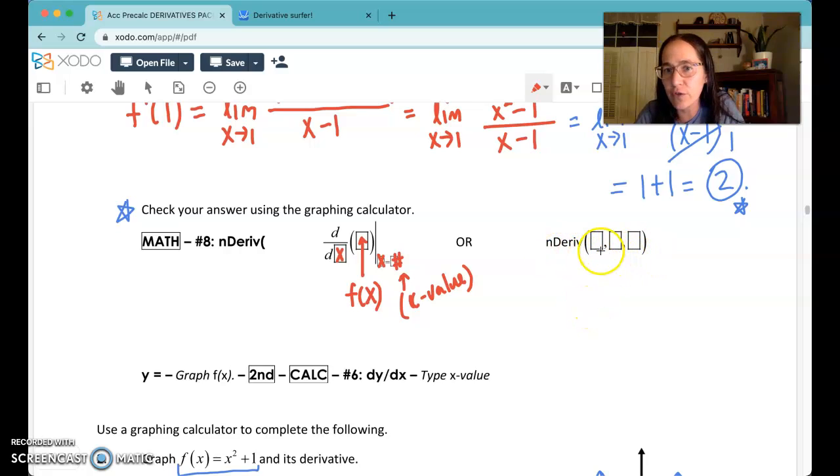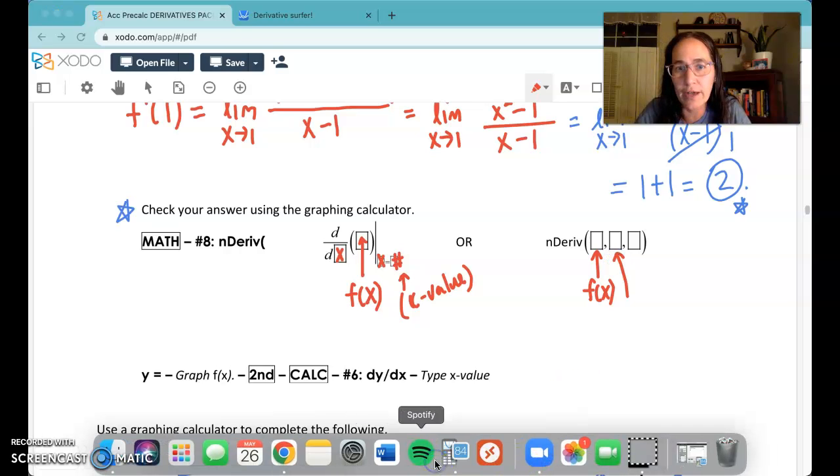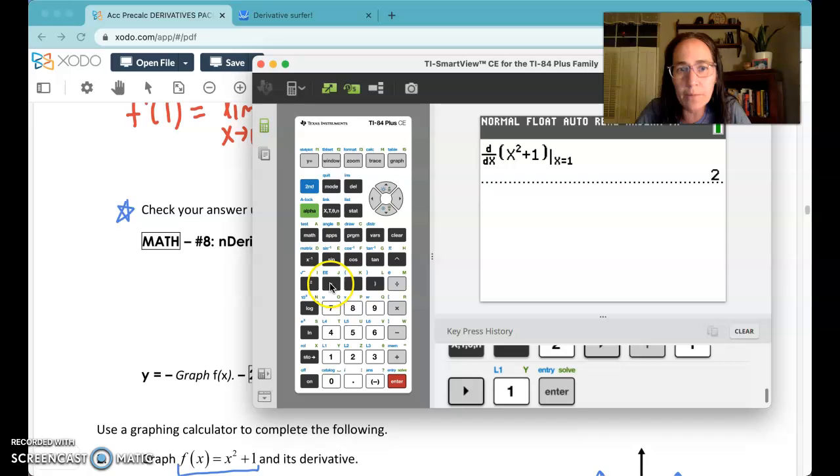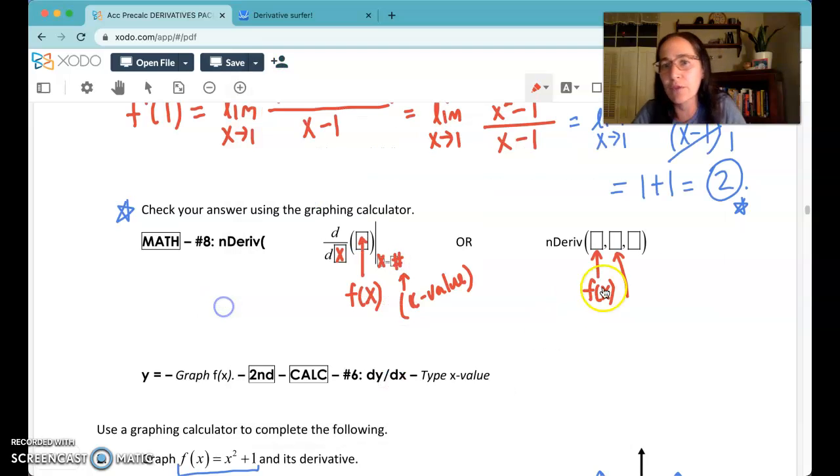If your calculator gives you nDeriv, it'll always be nDeriv of the function that you want. So you'll type in first your f of x, the function, right? I'll type in x squared plus 1. You use the comma key if you're working on an older calculator, and the comma is right up here next to the parentheses. You see a comma there? We'll do the variable, which is going to be an x, and the last is your c value. I'll put a number here, and that's going to be your c value where you want the derivative.